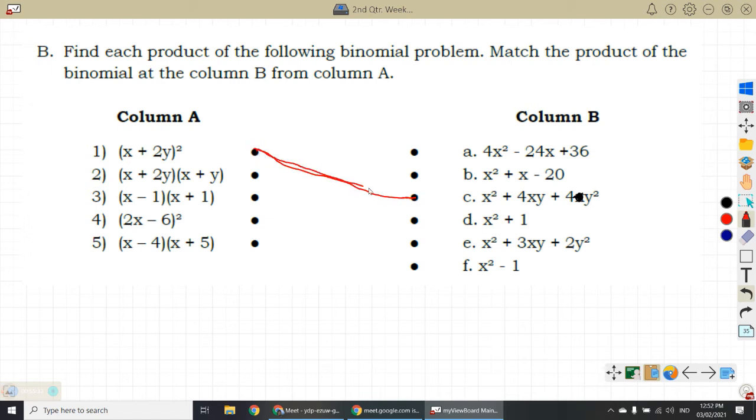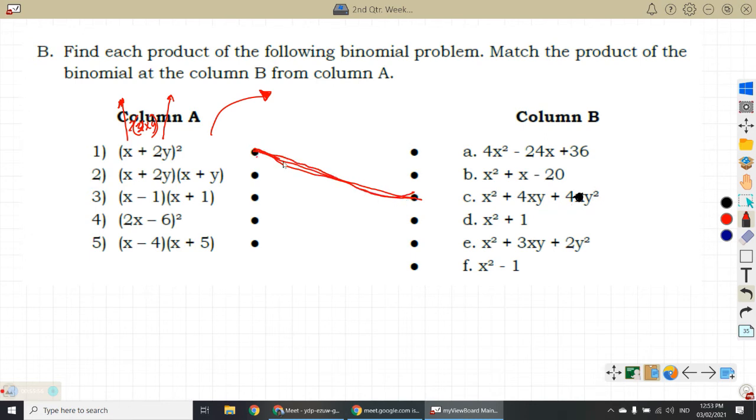Ayan. Sir, paano mo nalaman na letter C? Anong special product ang ginamit? A product of the square of a binomial. Okay? Square mo to. Diba? Yun. Tapos, multiply mo for xy. Okay? Times 2 pa nga eh. Ay, sorry. 2xy pala. Sorry. Times 2. 2xy times 2. So, yun. Kuha na natin. X squared plus 4xy plus 4y squared.